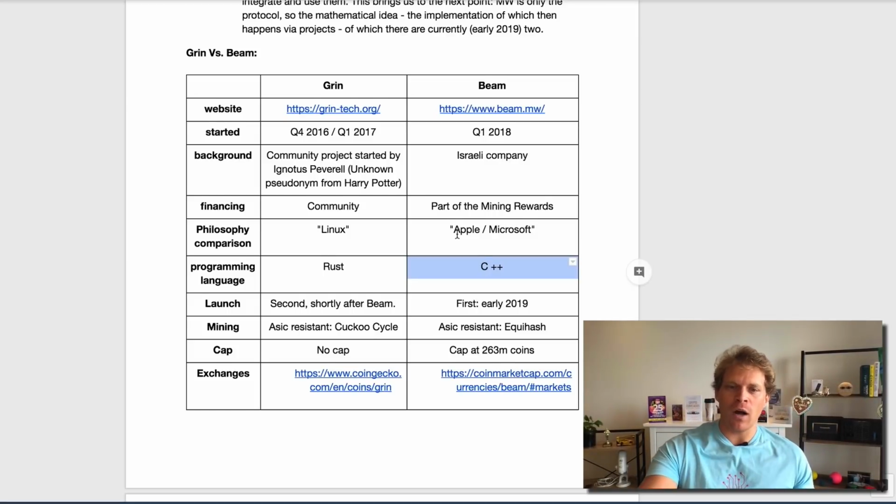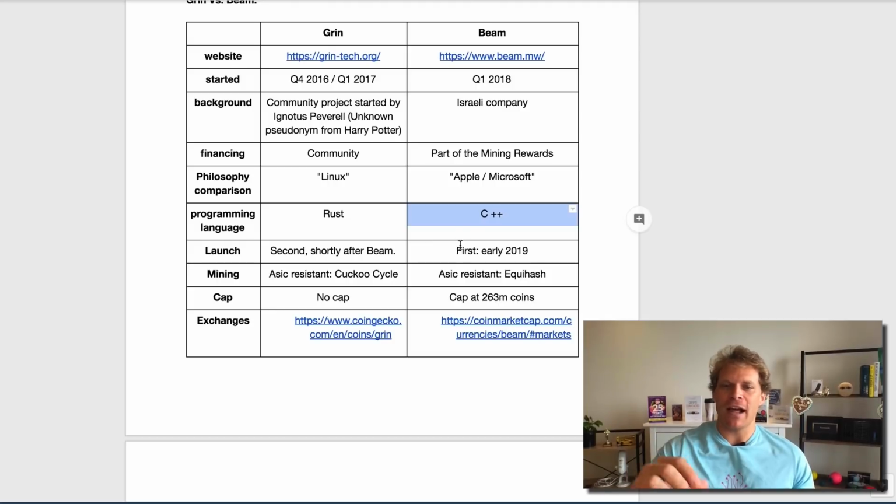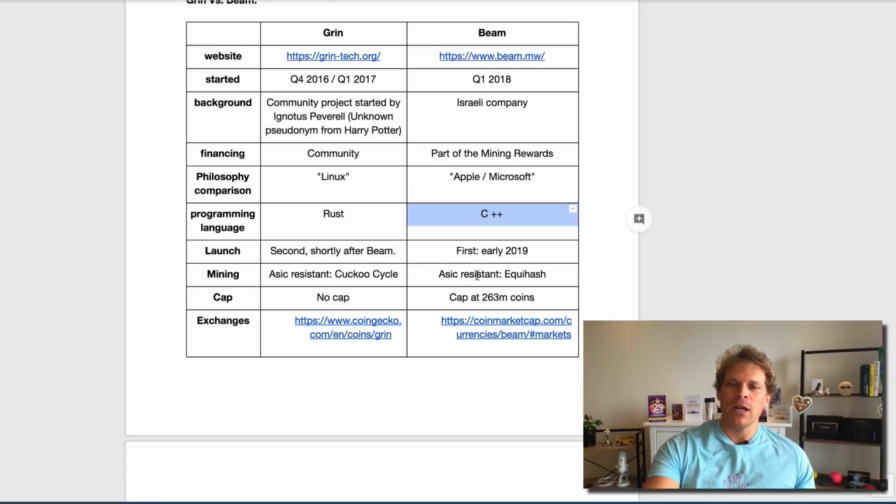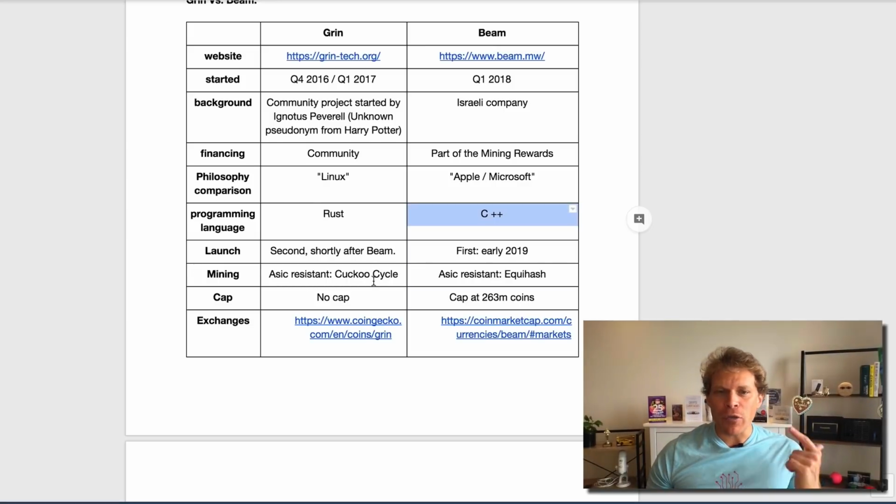The launch, Beam was first, even though they started afterwards. They launched a couple of weeks ago, beginning of 2019. Grin launched right afterwards, but second. They use a different mining algorithm. So Beam is on Equihash, Grin is on Cuckoo Cycle. Both of them are ASIC resistant. So if you're interested in mining, you need to use GPUs. Don't get tricked that you could mine on CPUs.